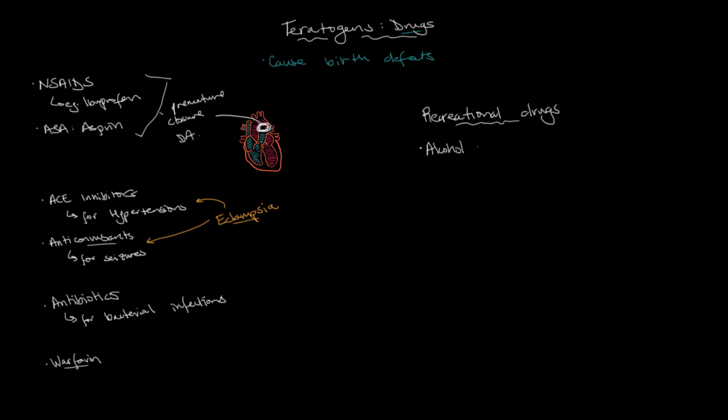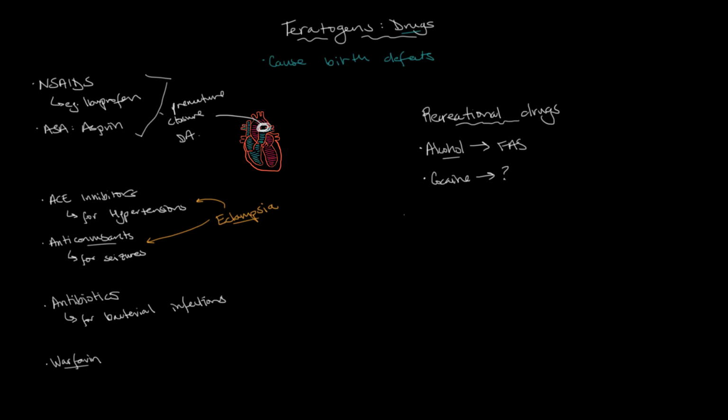And we may do a video just on alcohol during pregnancy, but this causes fetal alcohol syndrome. So you don't want to be drinking alcohol during pregnancy, of course. The other big one is cocaine. It's been suggested to cause birth defects, although its exact effects are still not totally known.